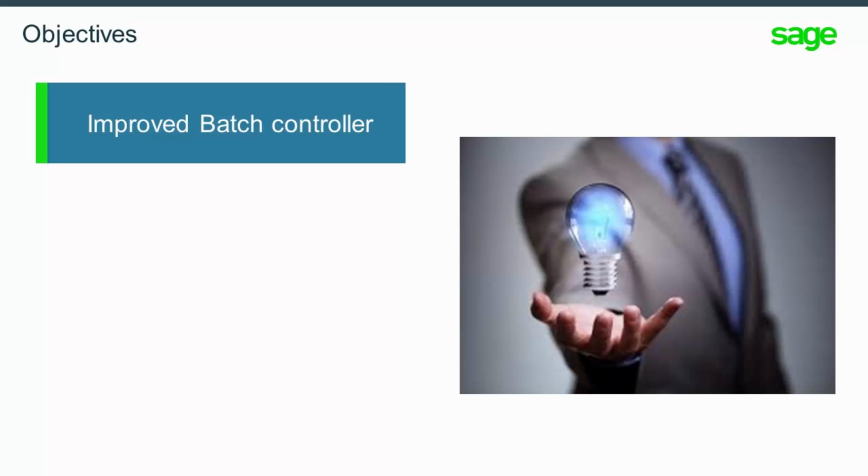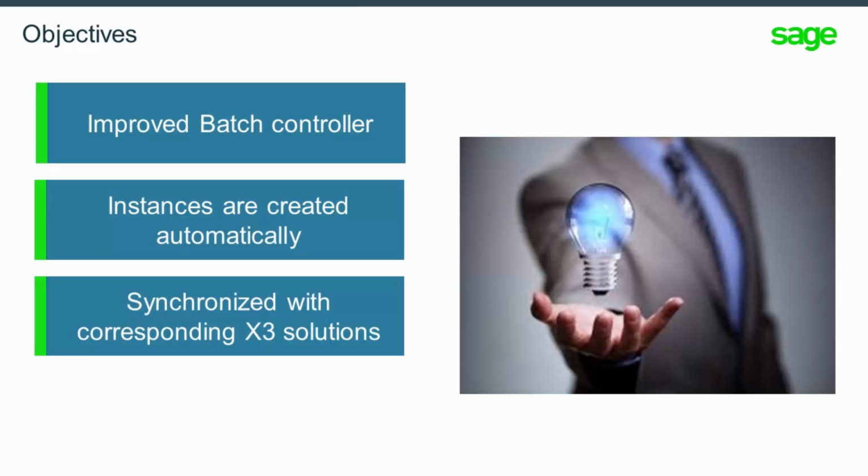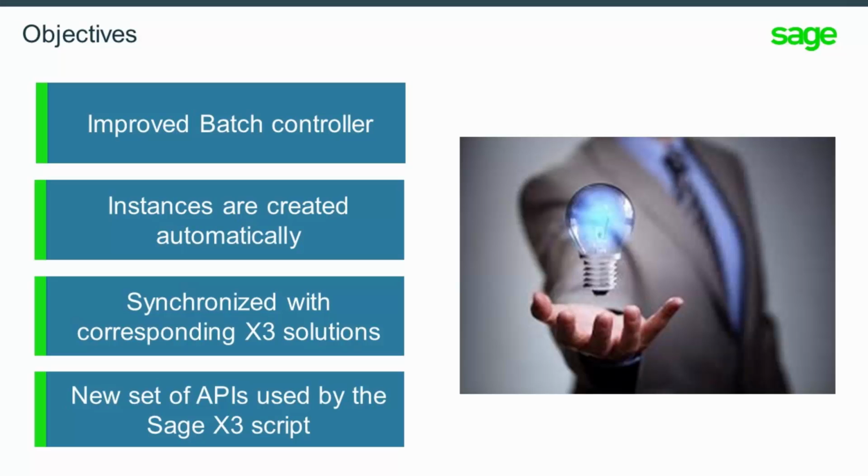One of the features of V11 is the batch controller. This function is an improvement over the previous version. In this lesson, you will learn that batch controller instances are automatically created and synchronized with the corresponding X3 solutions. A new set of APIs is used by the X3 script to call JS code to gather data for the creation of the batch controller.